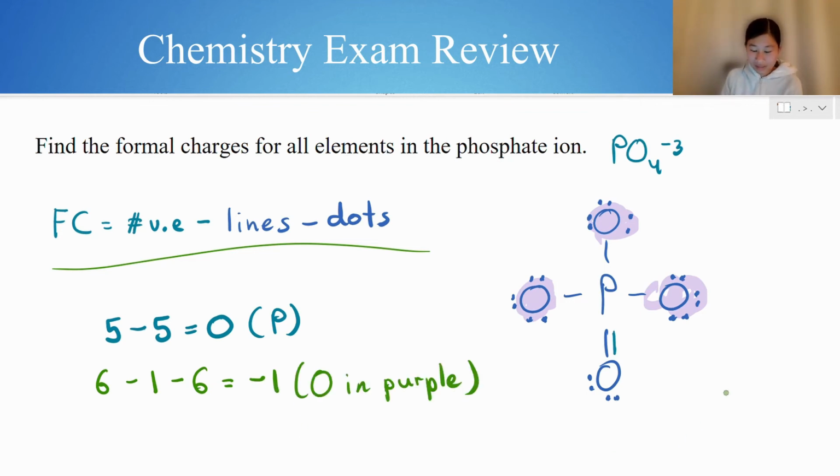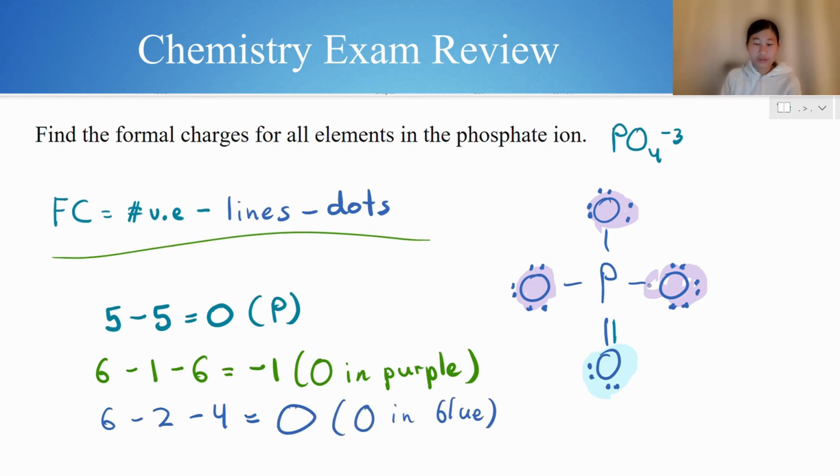And lastly, we will do the formal charge of this oxygen down here. It made 2 bonds and has 2 lone pairs. So this oxygen down here has 6 valence electrons minus the number of lines, so 2 lines, minus the number of dots, well 1, 2, 3, 4 dots. And 6 minus 2 minus 4 is 0. And this is for the oxygen in blue. So phosphorus has a 0 formal charge, the oxygens in purple have a -1 formal charge, and the oxygen in blue has a 0 formal charge.